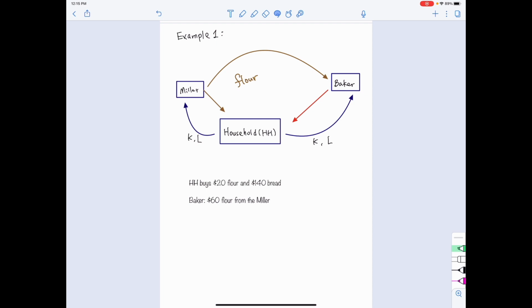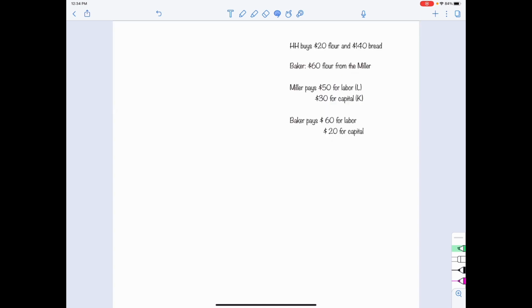So then the household buys $20 flour from the miller and $140 bread from the baker. The baker also buys $60 flour from the miller, and the miller pays $50 for hiring labor and $30 for renting the capital, and the baker pays $60 for hiring the labor and $20 for renting the capital. So now we want to show how to come up with the GDP from three approaches by looking at this example. So first, we want to come up with the GDP using the expenditure approach.